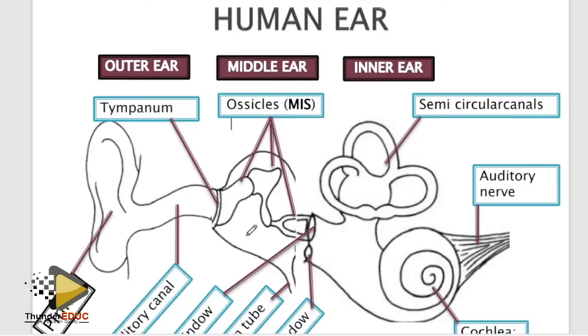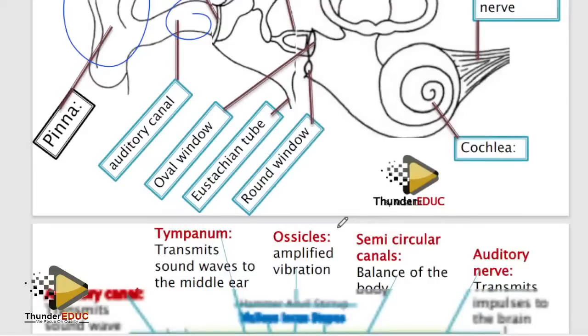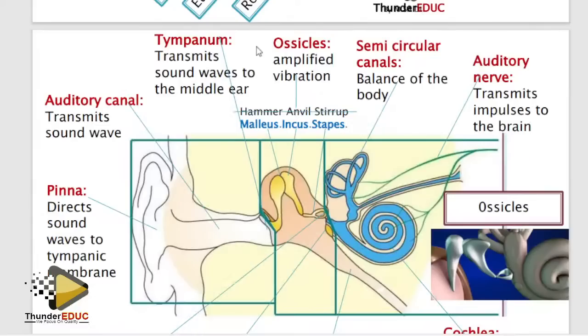The pinna collects sound and directs it into the auditory canal. Guys, the ear is simple, right? Please use Miss Marias, Incas, and then steps. It's better that way. It's the same thing as oviduct and sperm duct. This is English, this is science.